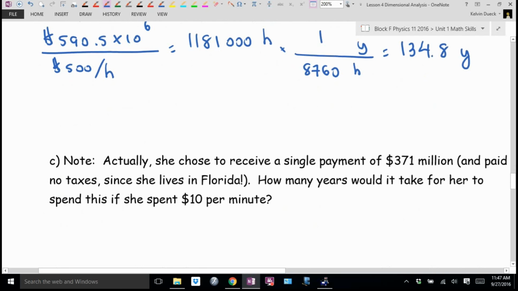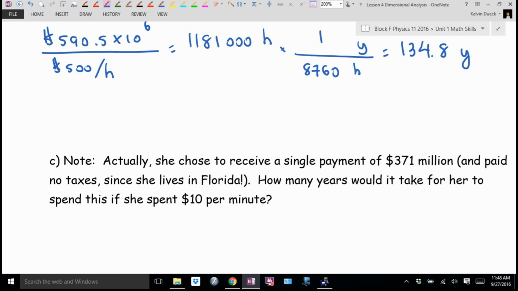Actually, lotteries don't quite work that way. If you ever win a big lottery, if you want the whole prize, they actually pay it out over 25 years in installments. Or they'll let you take a smaller portion up front. So even though she won $590.5 million, she took the upfront payment of $371 million, and by the way, paid no income tax because she lives in Florida. Usually you lose about half of it to income tax, but Florida is a state that has no tax.